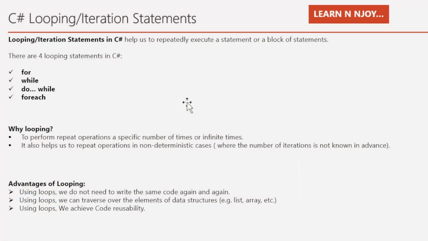C Sharp looping or iteration statements. So what are these looping statements? These looping statements help us to repeatedly execute a statement or a block of statements. There are four looping statements in C Sharp: for statement, while statement, do while statement, foreach statement. We'll see all these looping statements one by one in detail. Before that, let's understand why looping is required, an important concept in C Sharp or any programming language.